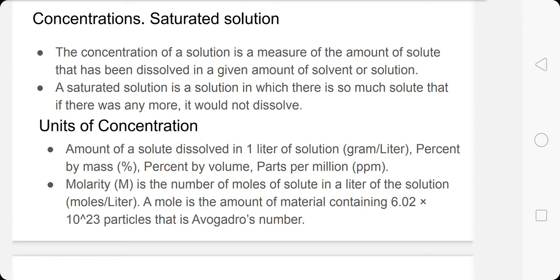Molarity is the number of moles of solute in a liter of the solution. So its measure is moles per liter, and a mole is the amount of material containing 6 times 10 to the power 23 particles. That is the Avogadro number. It is also the mass of the material. If it is one material, it is its atomic or molecular weight. This was it.